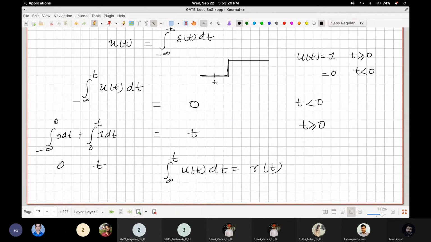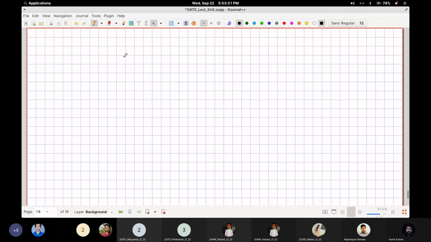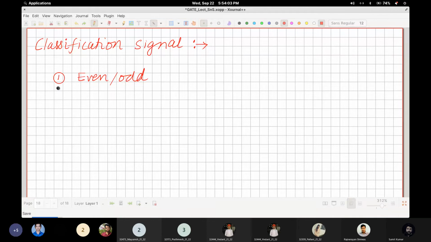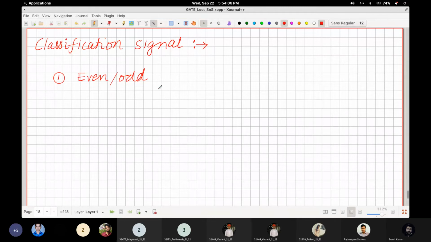Hello? Yes, sir. Okay. Now we will be seeing classification of signals. We have already seen classification of systems. Now we will be doing classification of signals. The very first classification that I will be taking is even and odd. Signal is basically a function, right? So all the classifications of functions are also classifications of signals.